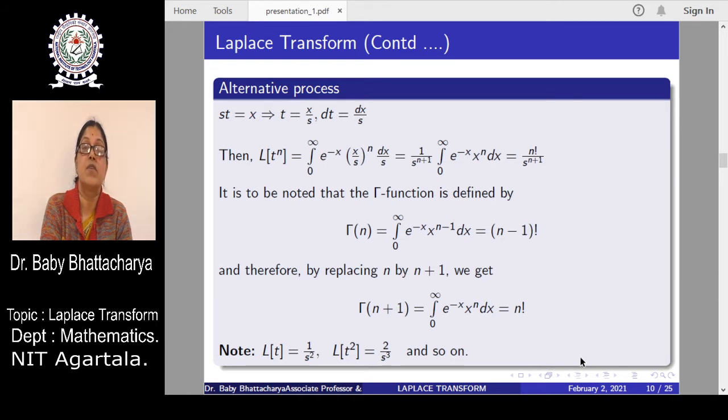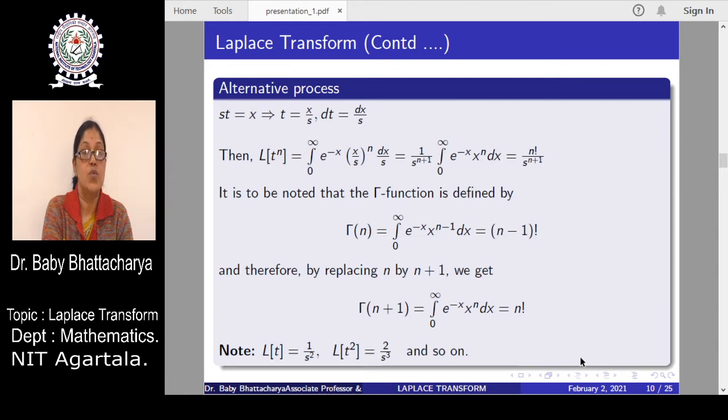Now if particular cases arise, to find the Laplace transformation of t, or of t square or t cube, accordingly we can find all the values using this formula, and it is valid for all integral values of n. So this is the Laplace transformation of the function t to the power n.